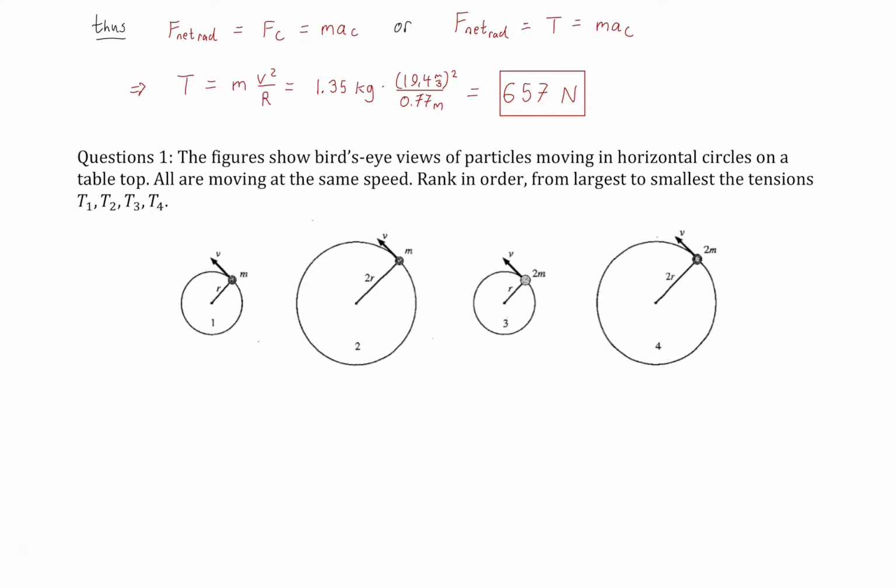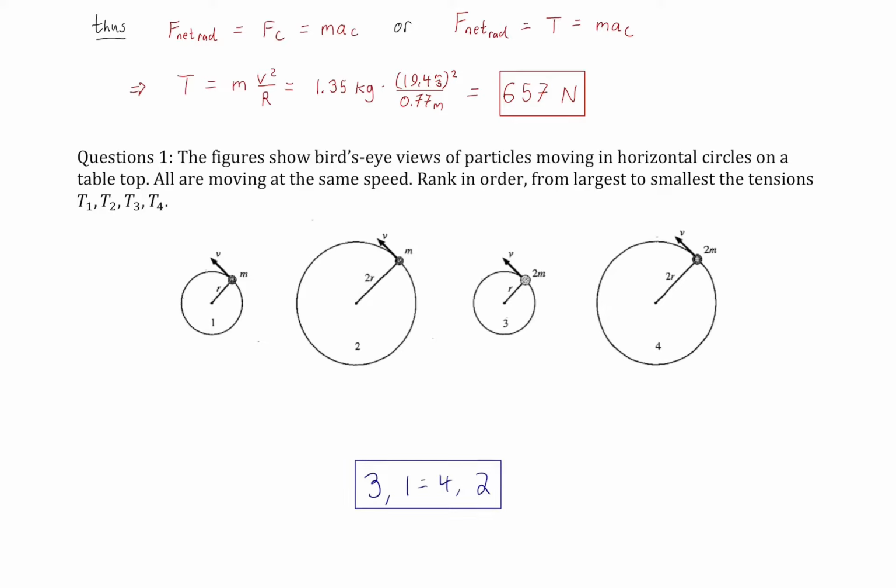So the figure shows bird's eye views of a particle moving in a horizontal circle, kind of like the problem above, right? On a tabletop in this case, which would then be more truly horizontal because the normal force is preventing any angle. All are moving at the same speed, okay? So they're all v. And we want to rank in order from largest to smallest the tensions, okay? So it's like the problem above, but truly planar, and more justifiably. So there's your answer. Easy enough, right? Now, let's explain why.